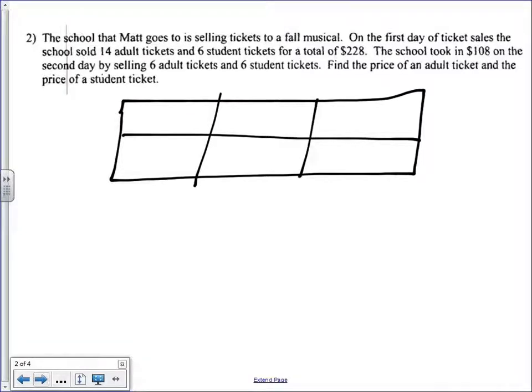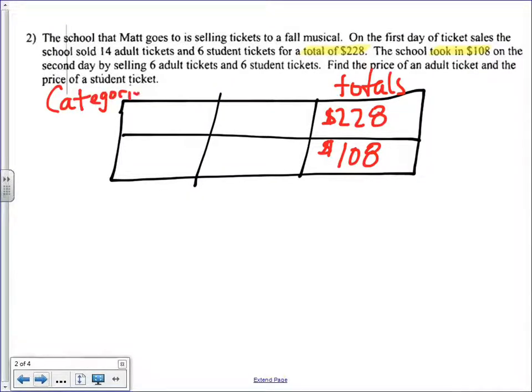Okay, the very far right column, we're going to put our totals. So I see that I have a total of $228. And I see that the school took in 108. That's another way of saying total. Now notice that 228 and 108 are both dollars. So normally when I write my categories, I would write money and money. But that doesn't make sense because I have to be able to distinguish them somehow.